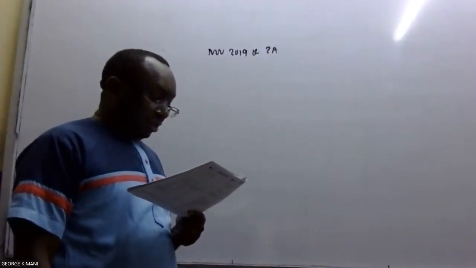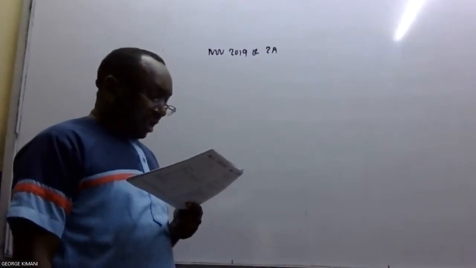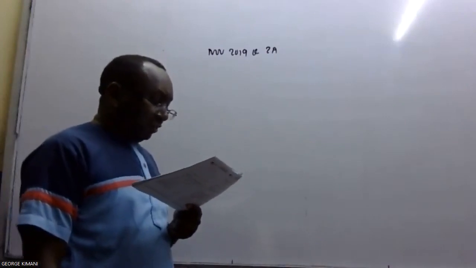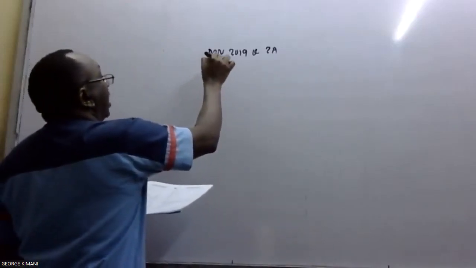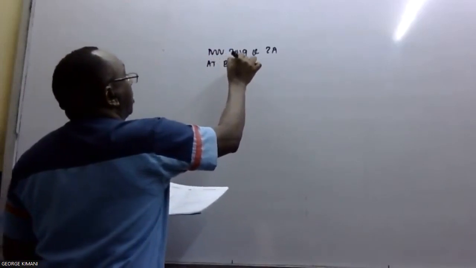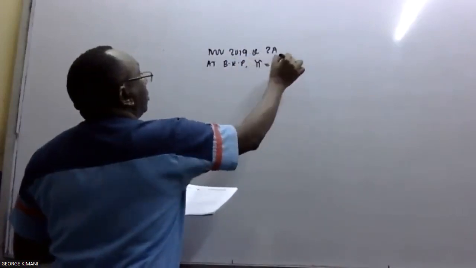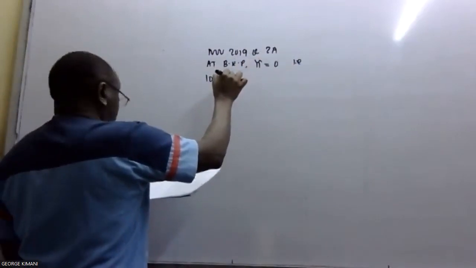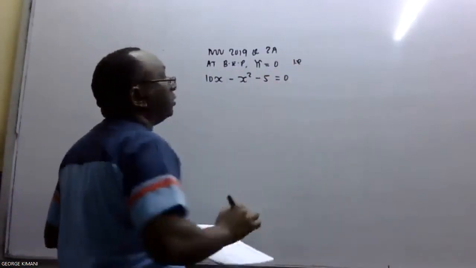It says the profit function for a given company is given as follows, where x represents time in months. So you are required to get the cumulative profit in the break-even interval. So for us to solve that, we will begin by saying again, at break-even point, profit is equal to 0. That is 10x minus x squared minus 5 equals 0.